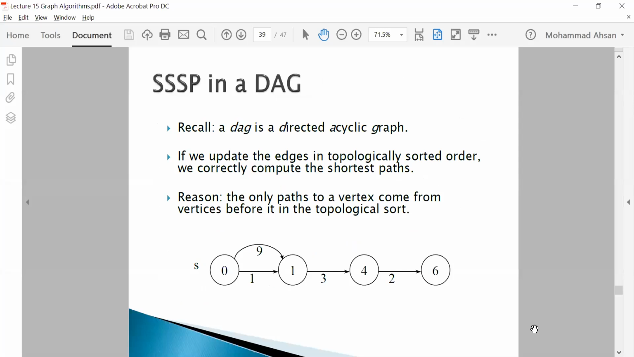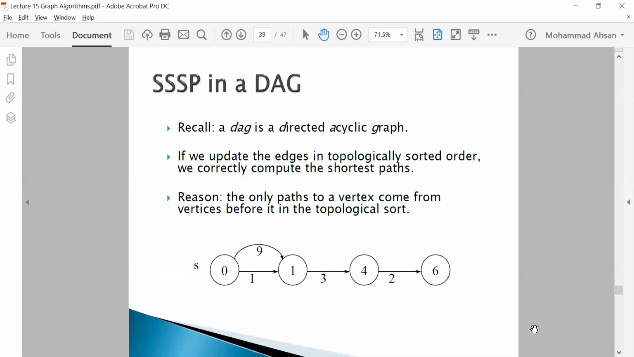So what is the purpose of having a topological sort in this? Because in case of Bellman-Ford, we are doing exhaustive, we are doing V cross E times relax. So here we can do relax in the order of vertices because we know if you go from left to right, the edges are coming from left to right.